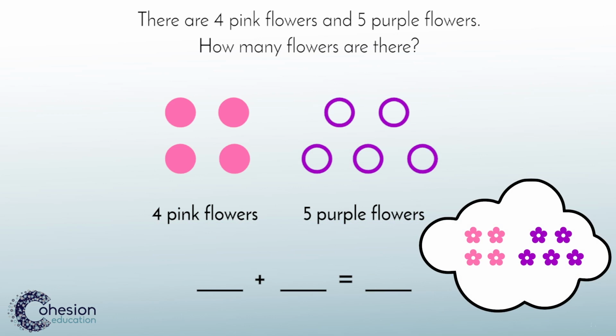Then, students can draw a picture of their model to help them write and solve the equation. 4 flowers plus 5 flowers is equal to 9 flowers. Keep in mind that students won't always be given a picture with their problem, so making their own model and drawing their own picture are key steps that shouldn't be skipped. This is how students make a model and solve a putting together type of addition problem.